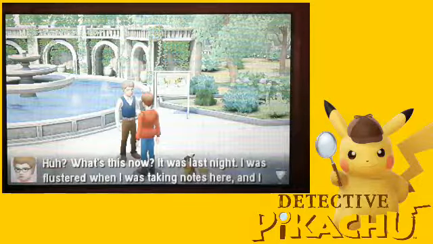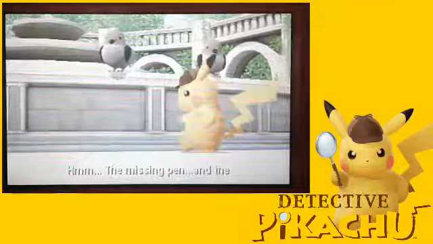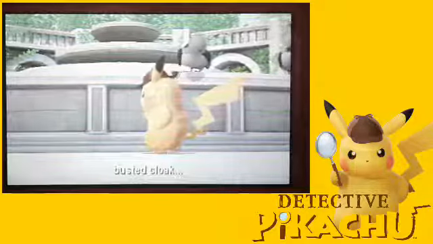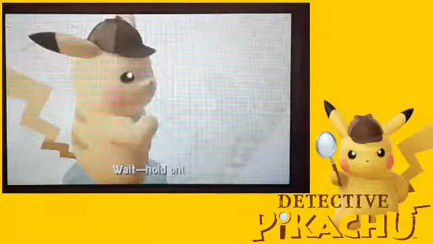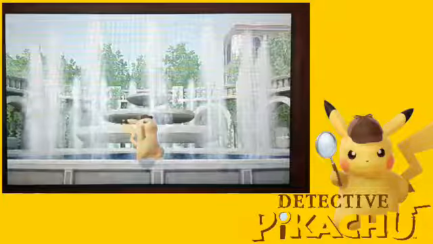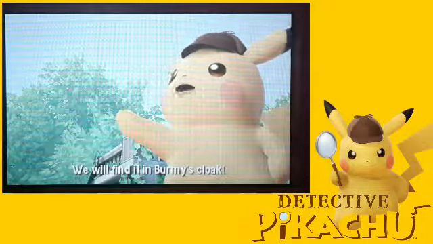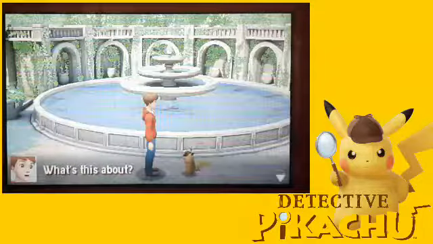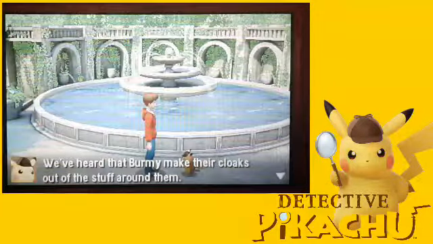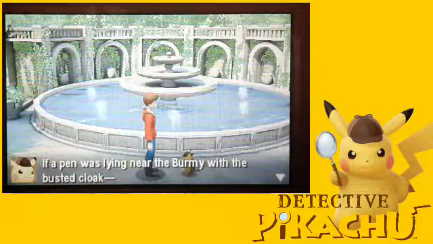I was taking notes here and I dropped it at the time. Do you know something about it? No, nothing like that. Thank you very much. The missing pen and the busted cloak. What are you thinking, Pikachu? Wait, hold on. Ultra brilliant! The missing pen, we will find it in Burmy's cloak! You heard that Burmy make their clothes out of the stuff around them. If the pen was lying there, we will find it in Burmy's cloak.